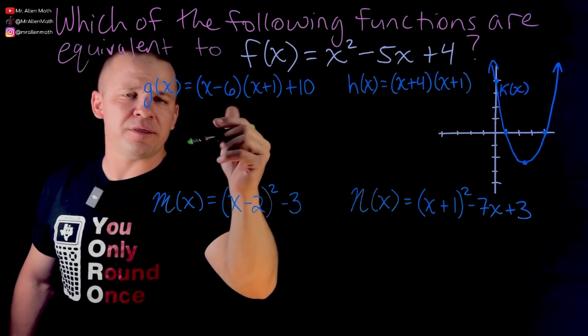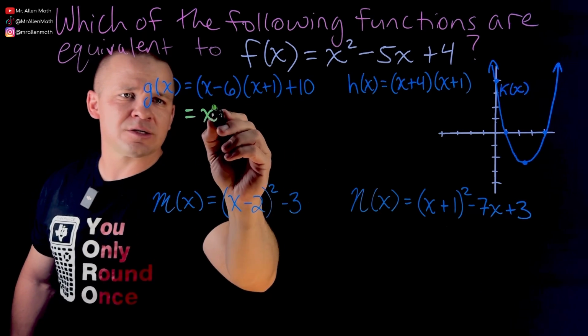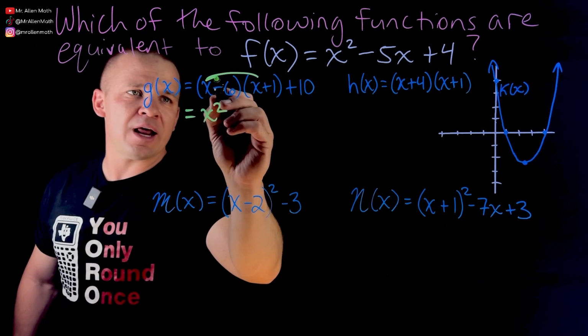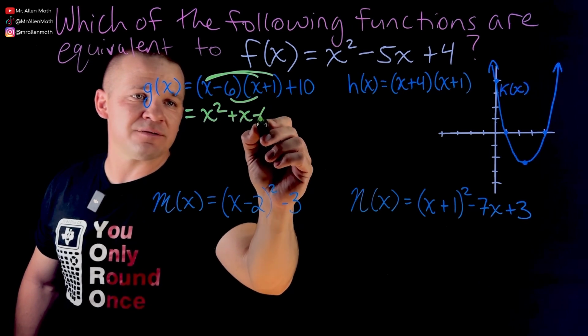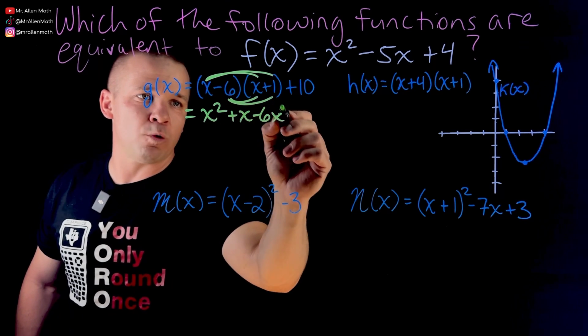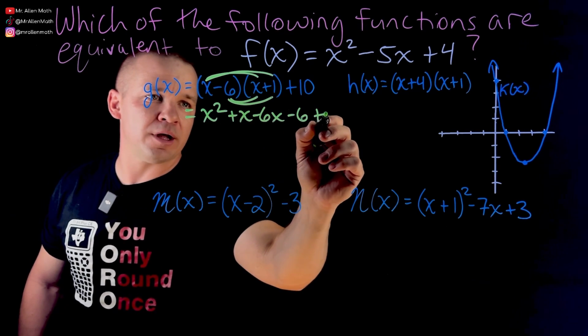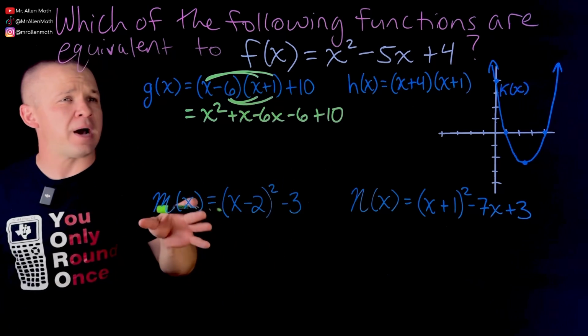So let's multiply these two together, giving me x squared, that's the first part here. Then x times 1 is just x. Negative 6 times x is negative 6x. Negative 6 times 1 is negative 6. And then plus 10. And then we have to combine our like terms.